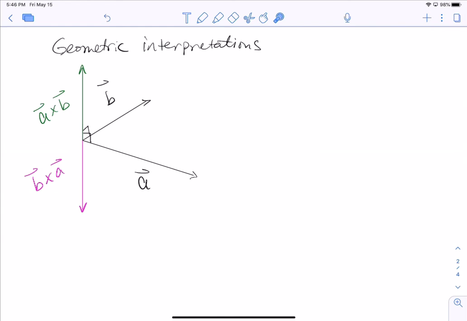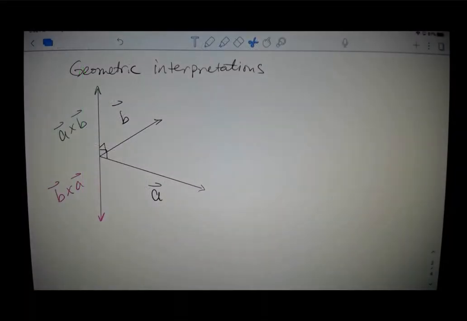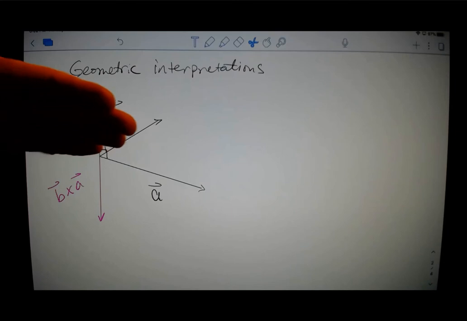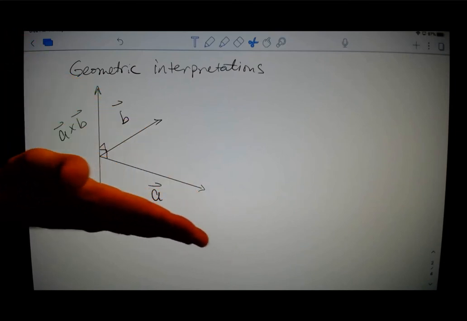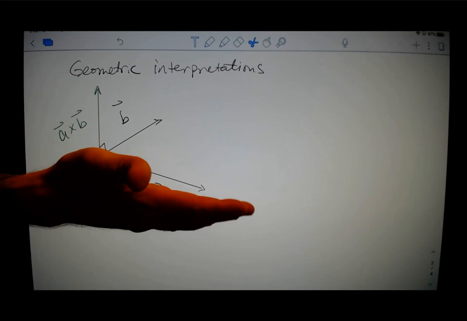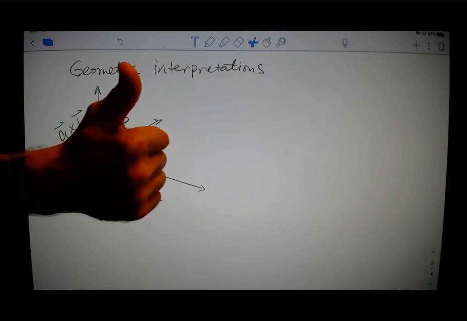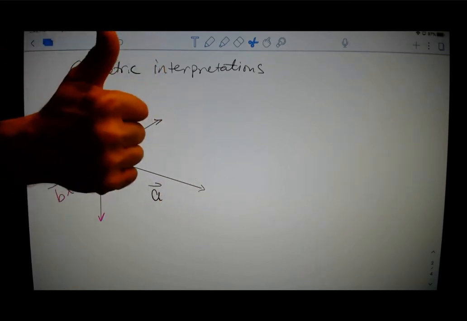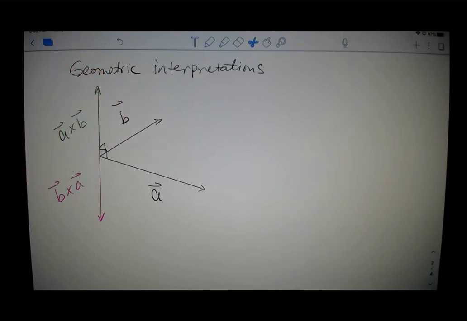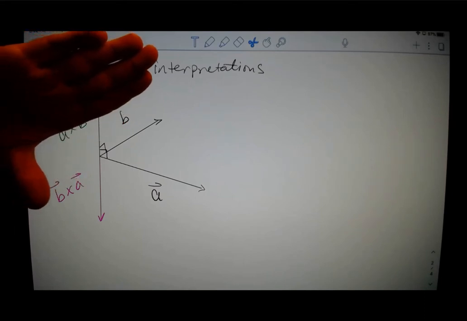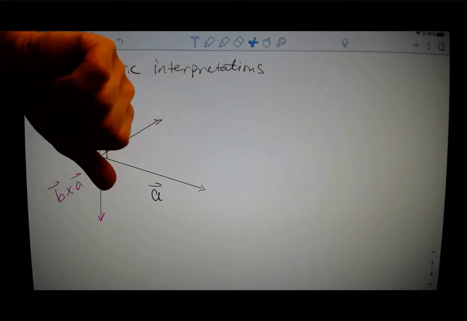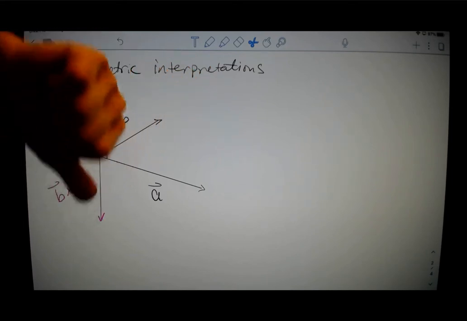How do we know which of these vectors points up and which points down? There's something called the right-hand rule. To see what's meant by the right-hand rule, use your right hand, point your fingers in the direction of the vector A, curl your fingers in the direction of B, and the way your thumb is pointing will be the direction of A cross B. Alternatively, if we start with the vector B, point the fingers of your right hand in the direction of B, curl your fingers in the direction of A, and the way your thumb is pointing would be the direction of the vector B cross A.